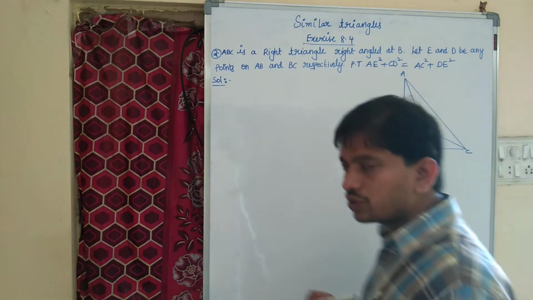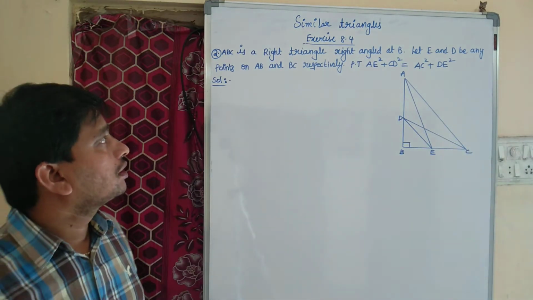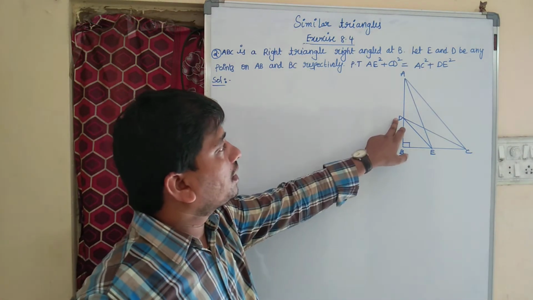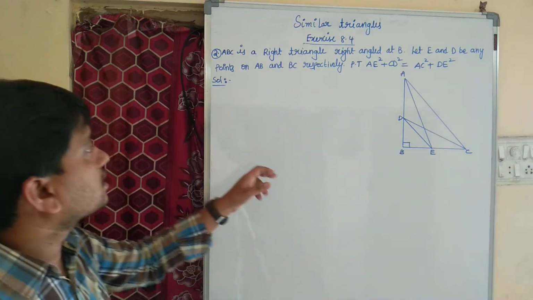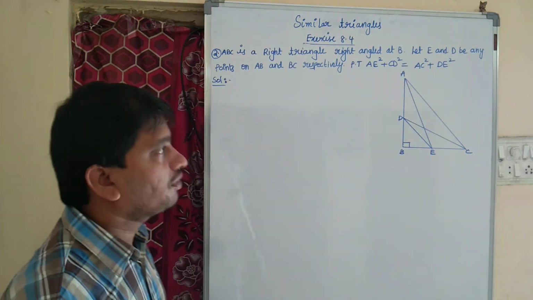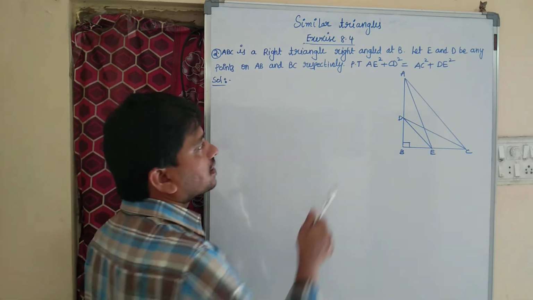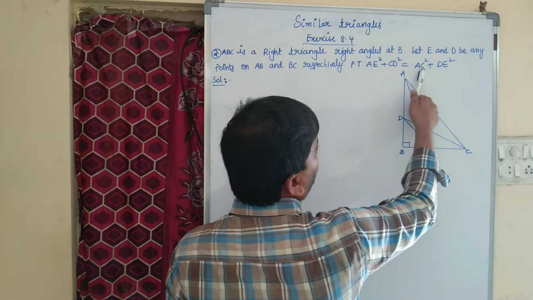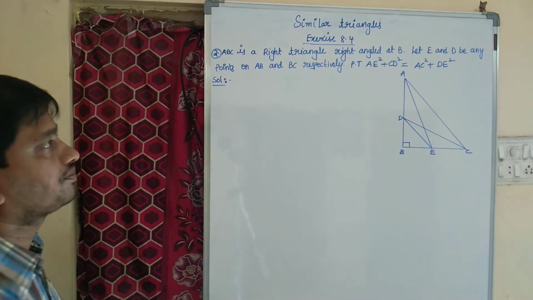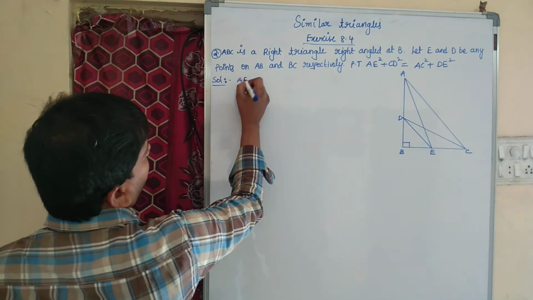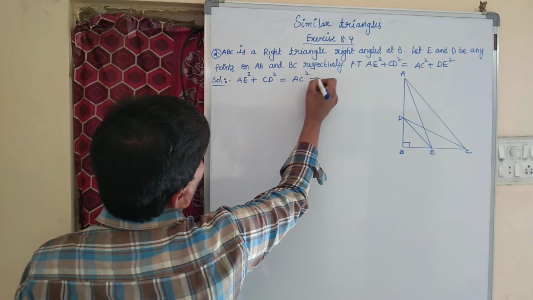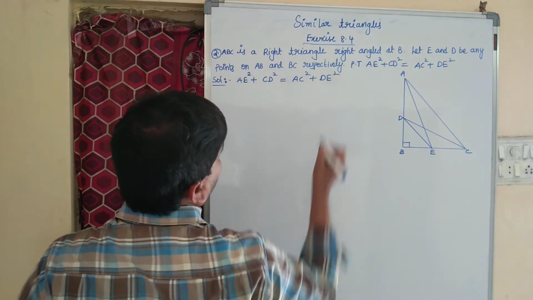Now coming to the second question. ABC is a right angle triangle, right angle at B. Let D and E be any points on AB and BC respectively. We need to prove that AE square plus CD square equals AC square plus DE square. The total question depends upon the given diagram and what they are asking us to prove, that we have to see.